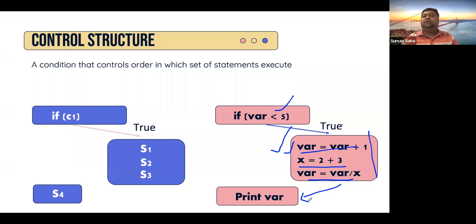Now, if var is not less than 5, just imagine that var equals 5 or var is greater than 5, then it will not go into this block, it will just go here and print the var. That's what happens in our programs. We might need some conditions to follow the execution of the programs.